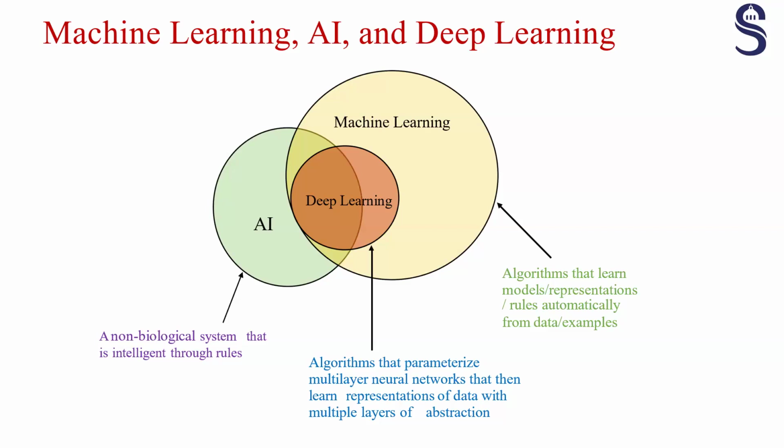Rather, yes, definitely some of the techniques and tools overlap between deep learning and machine learning, and there might be cases when someone says that they can be subsets of AI. Whereas when we say AI, it's a non-biological system that is intelligent through rules, right? Through the rules. Please mind these rules.